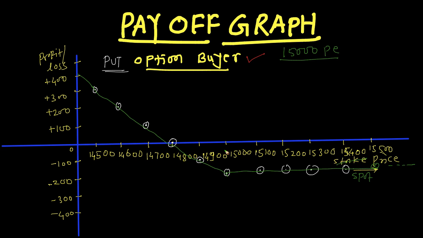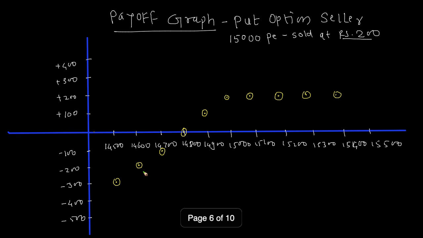So this is a payoff graph. You can see from this payoff graph, the break-even point is 14,800, and the losses are limited to rupees 200, right? But the profits are unlimited, right? So this is a payoff graph for option buyer. Now let's see the payoff graph for option seller, right?